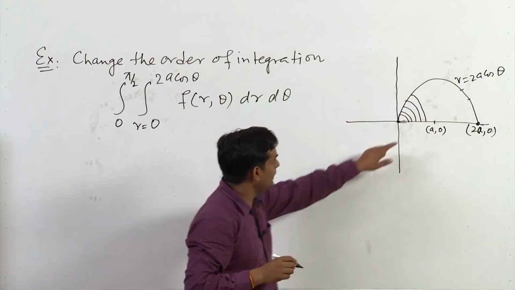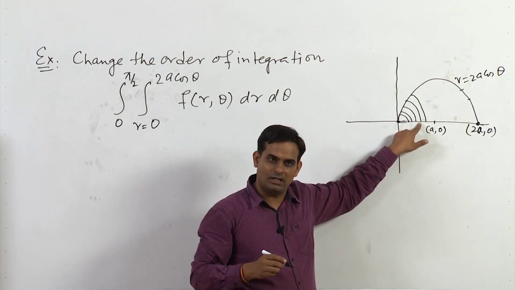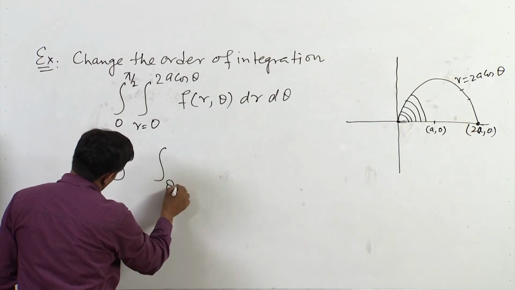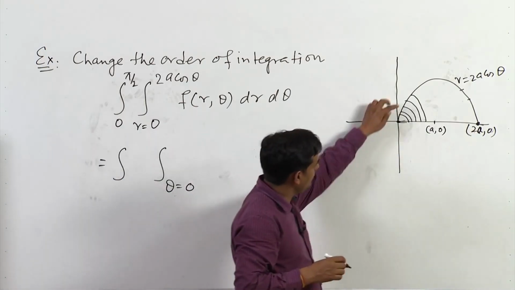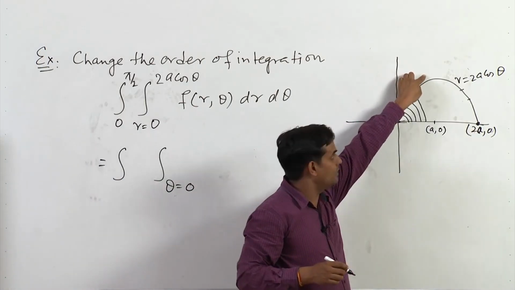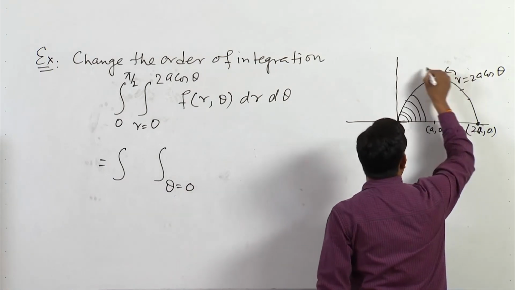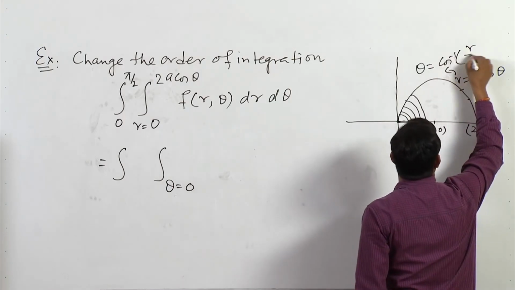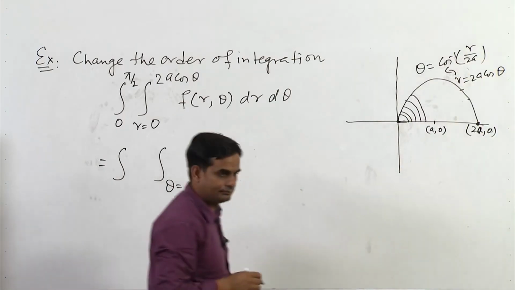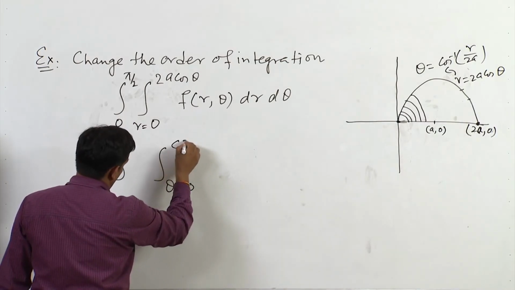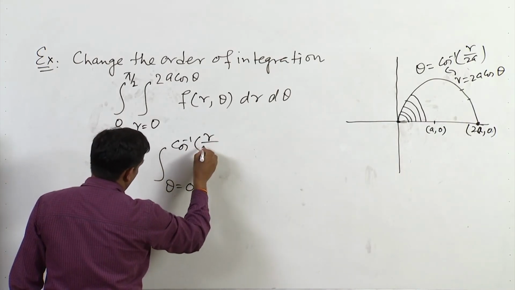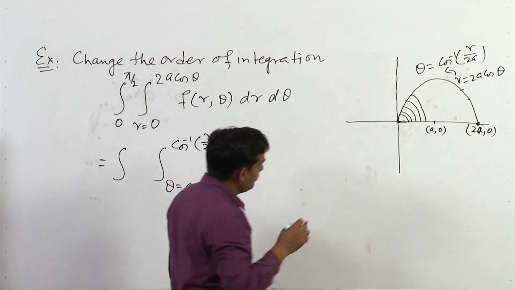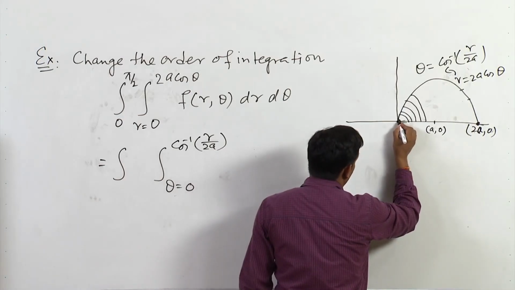So, it is starting from the theta equals 0 line. So, theta equals 0. Where is it finishing? It is finishing on this curve. So, what is this curve? This curve is theta equals cos inverse of r upon 2a. So, the upper limit of theta will become cos inverse r upon 2a, and now the strip will start from here.